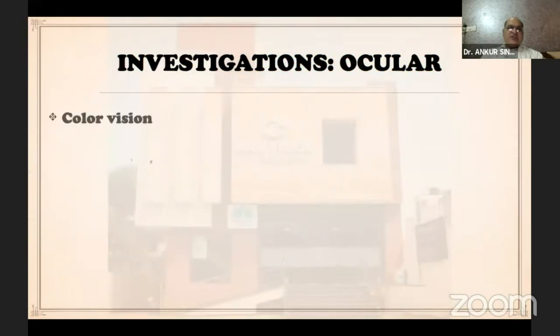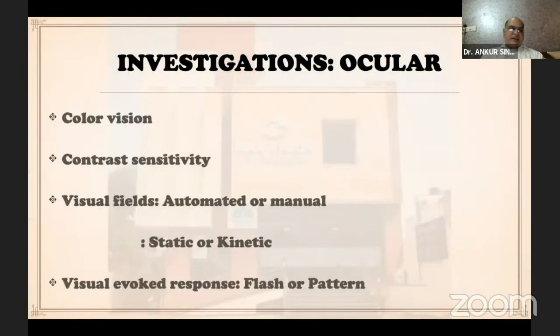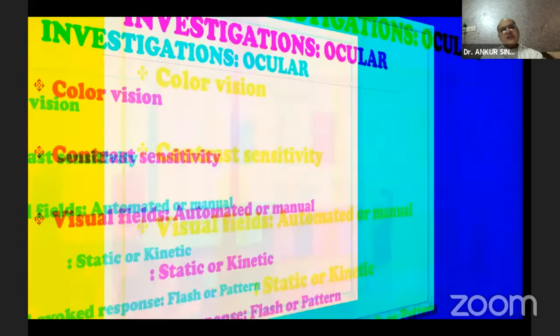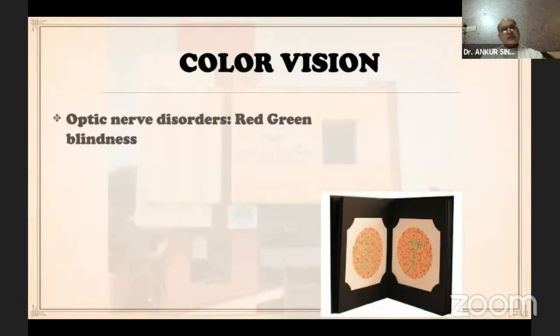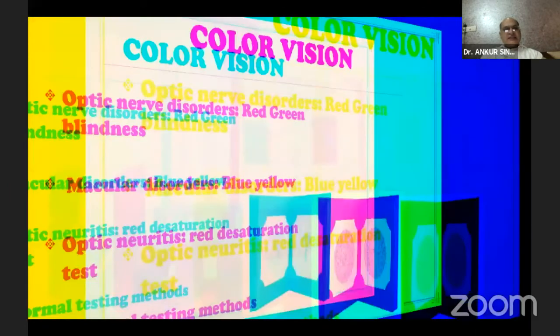Now, investigations can be ocular or systemic. The ocular investigations should be color vision, contrast, fields, and electrophysiological investigations. Color vision is important because you can have red-green deficiencies in optic nerve disorders, blue-yellow in macular disorders, and optic neuritis can show up as red desaturation. Formal testing can be done with the Ishihara charts and other forms of color vision tests.